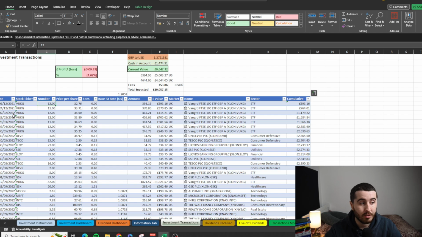You enter the number of shares that you bought. So 12 in this case, the price per share. So when you purchase the shares, it should give you the price that you bought it at. So you input that. The fees, if there were any fees.